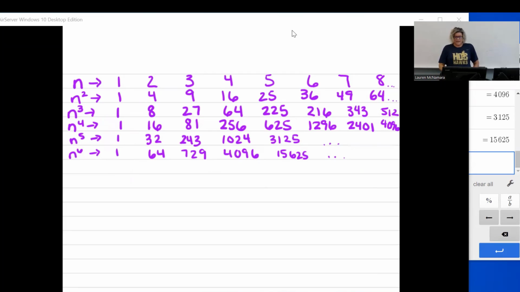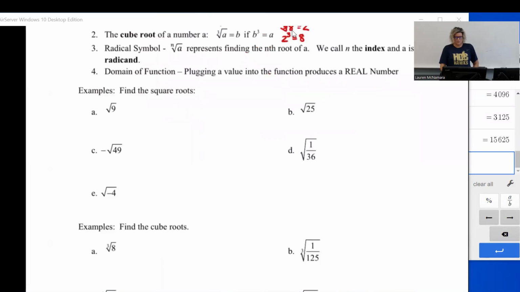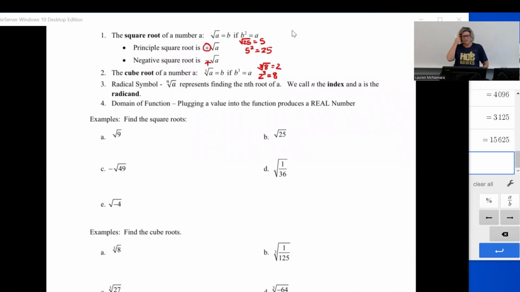All right, so now let's look at some of these first ones that we have right here. It says find the square roots. So the square root of 9 is 3. Now this one is actually asking us for our principal root. The reason it's asking for the principal root is because there's no sign out in front. If there's no sign out in front, what do we know it is? It's positive. So same thing for B. B is asking us for the square root of 25, which is 5.